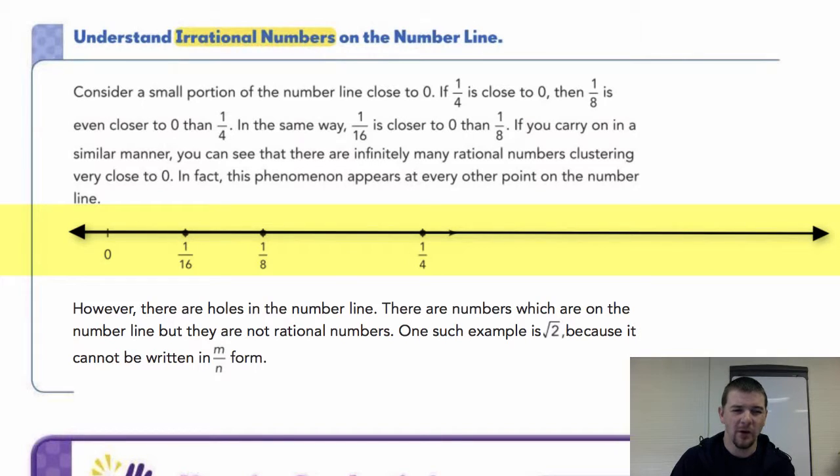However, there are holes in the number line. There are numbers which are on the number line, but they are not rational numbers. Remember, that means they can't be written as a fraction with an integer numerator and an integer denominator. One such example is the square root of 2, because it cannot be written as m over n, where m and n are both integers.